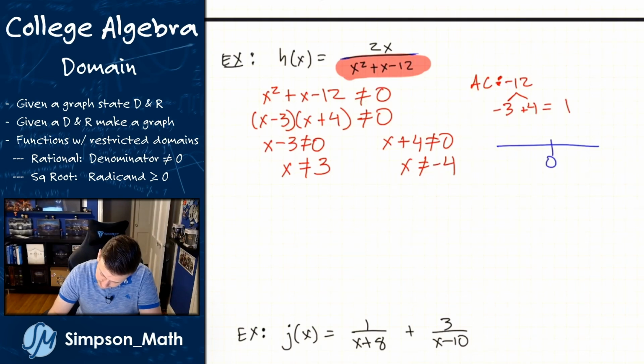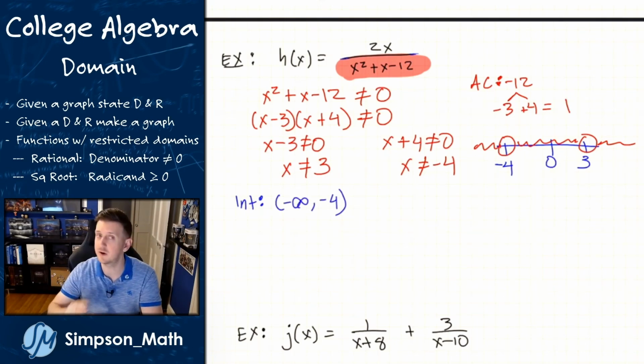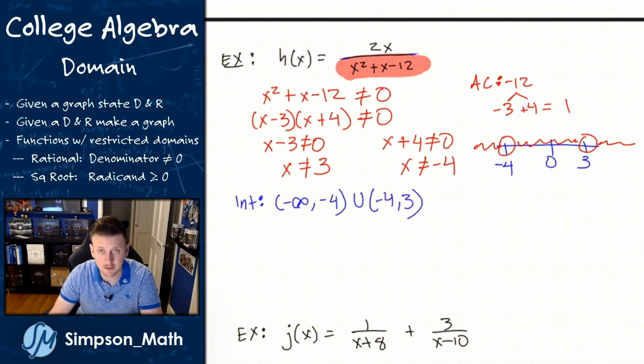So here's 0, there's 3, here's negative 4. So we're good with all of the numbers, just not negative 4 and 3. So I'm good with all of these numbers, all of these numbers, all of these numbers, just not negative 4 and 3. So let's do our domain. So interval notation, negative infinity to negative 4. Parentheses around the negative 4 because we are not touching it; the moment we touch it, it becomes undefined. Negative infinity to negative 4, union, negative 4 to 3. Another union, 3 to infinity.